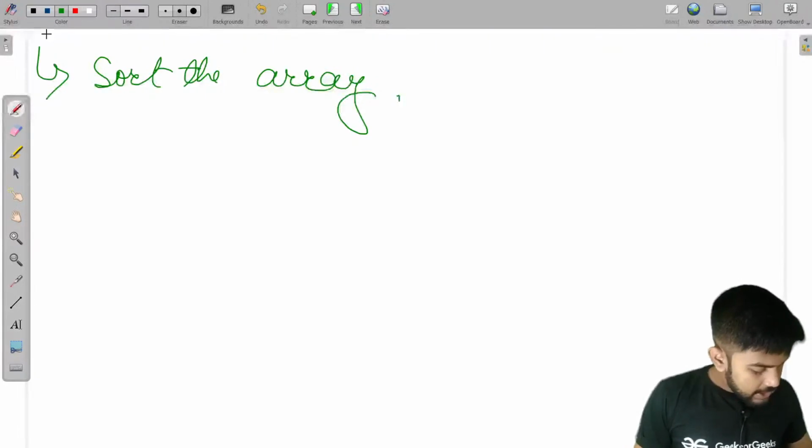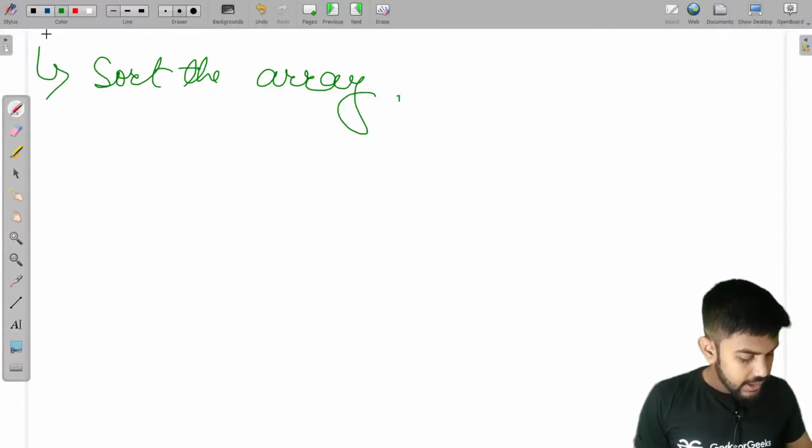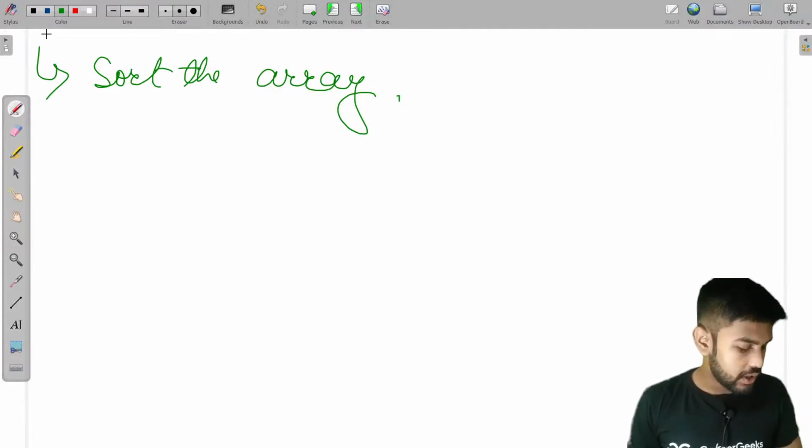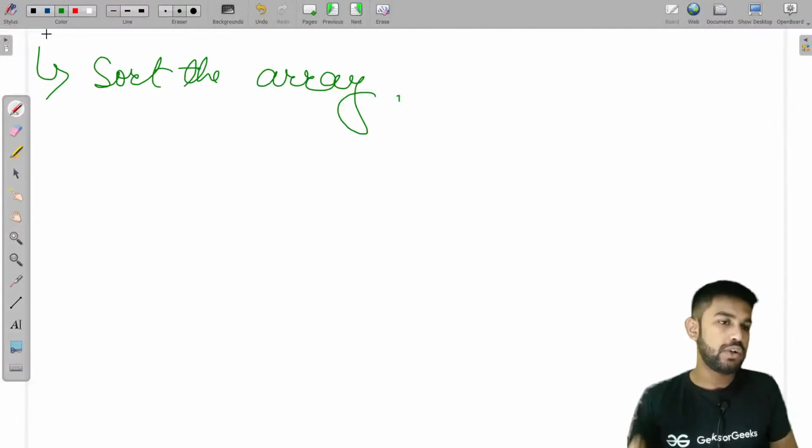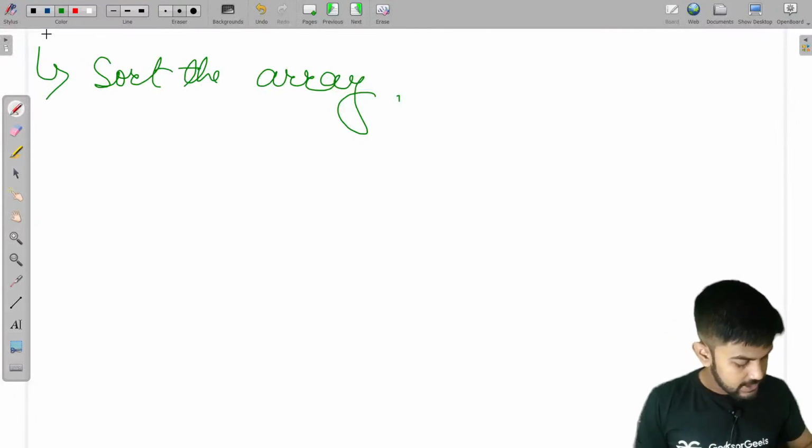We don't need to consider in the reverse order, because suppose the indexes are 1 and 2, then 1 and 2 and 2 and 1 is the same, it would be considered just once.